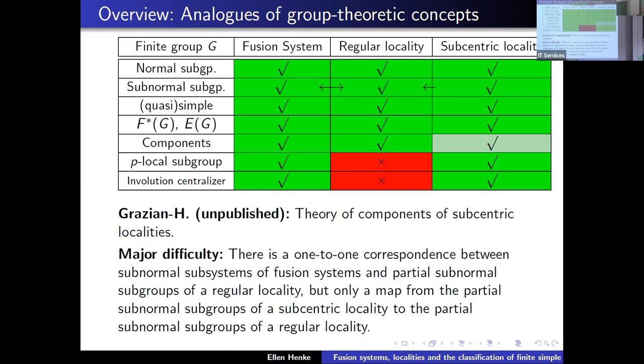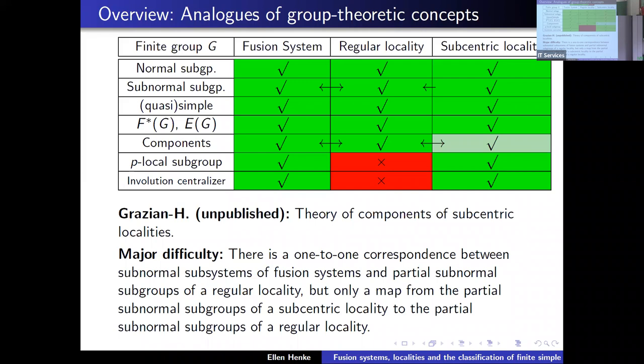If you look at regular localities versus subcentric localities, we get some natural map from the partial normal subgroups of a subcentric locality to the partial normal subgroups of a regular locality. But at the moment, I don't know whether it's injective or surjective. My guess is that it is surjective, but not necessarily injective. But perhaps that's also not that important. On the level of components, we get one-to-one correspondences, and this should be the main thing for us to work with.